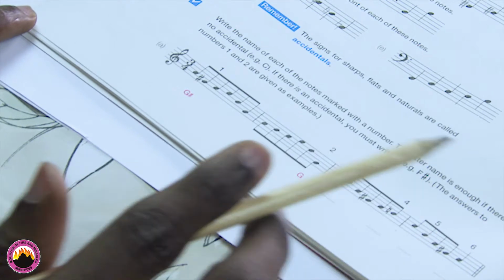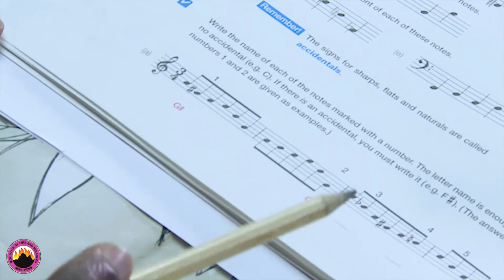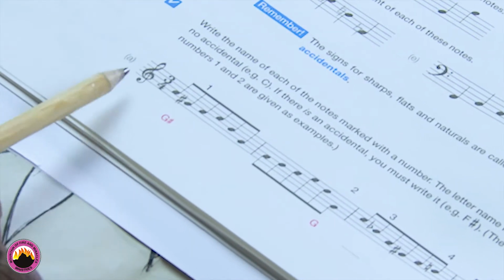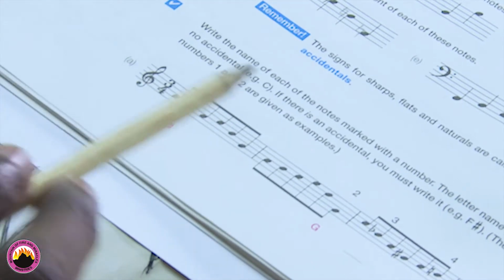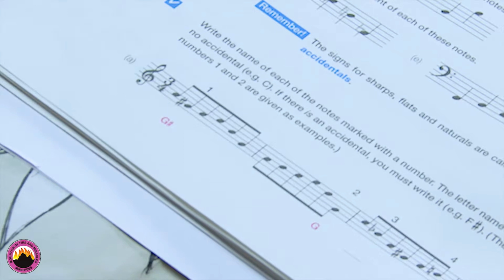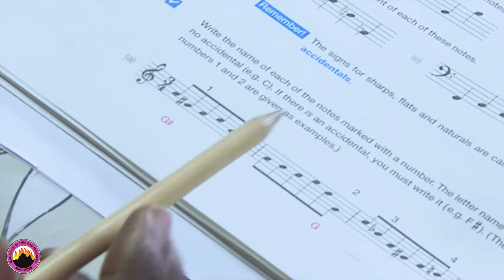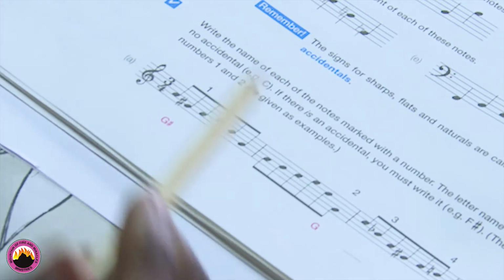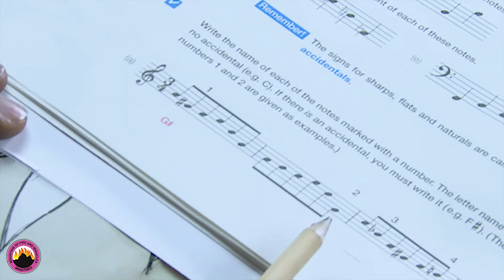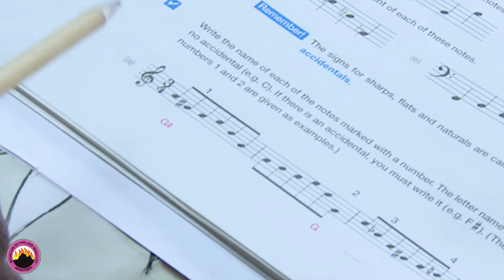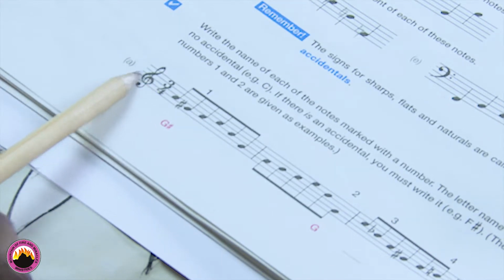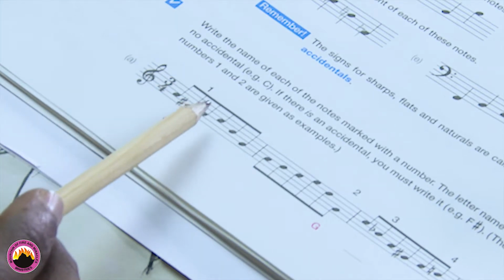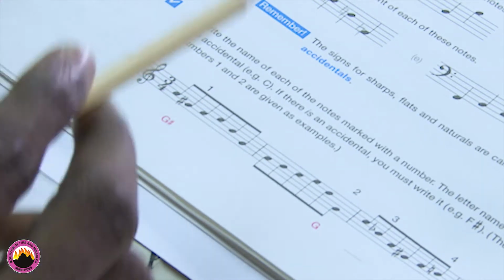So let's look at this. Now, the first thing you need to ask yourself before answering this question is, what clef am I dealing with? Is it the treble clef, which is also known as the G clef, or is it the bass clef, which is also known as the F clef? From what we can see here, exercise 3A has got a treble clef, that is the G clef. So we know we are dealing with the G clef.